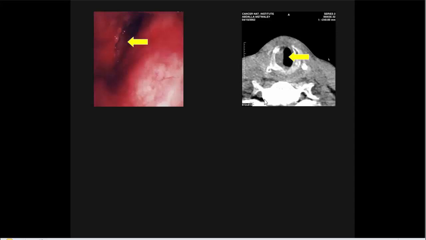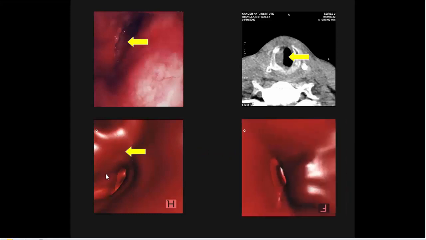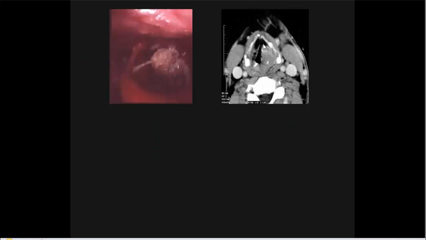This is the thyroid cartilage. As we see, this is true optic endoscopy, this is axial CT, and this is virtual endoscopy. What we see is thickening of the soft tissue of the cord, also seen here in virtual laryngoscopy. Another case: we see this mass in axial CT, a left vocal cord soft tissue mass, left vocal cord carcinoma.